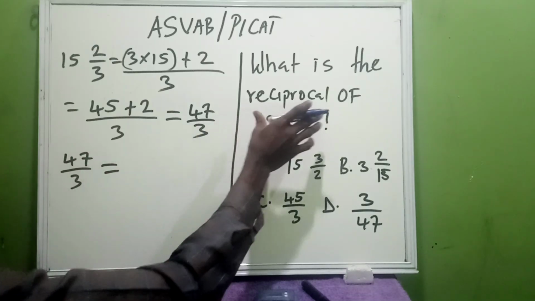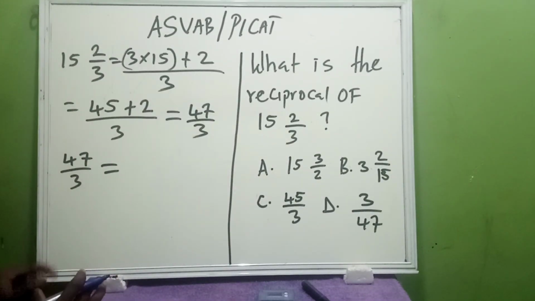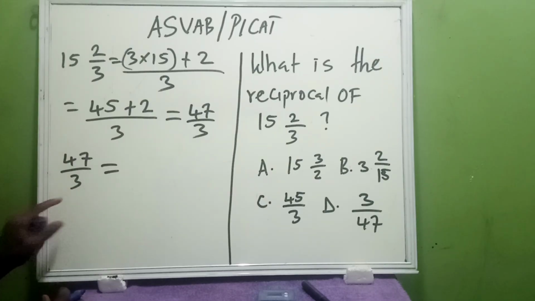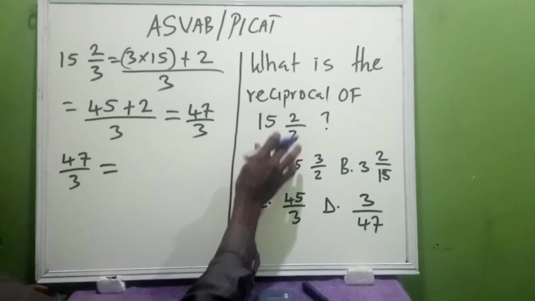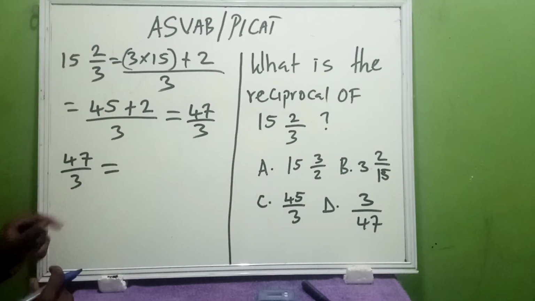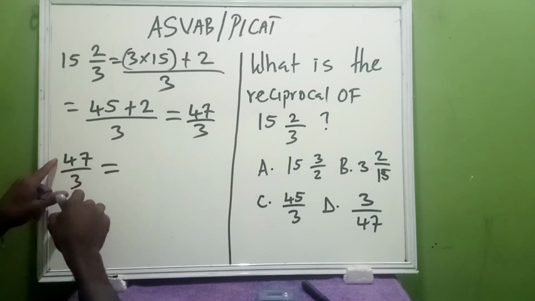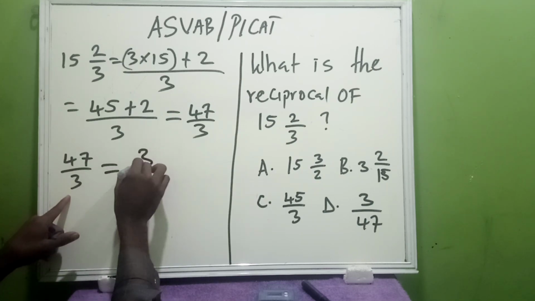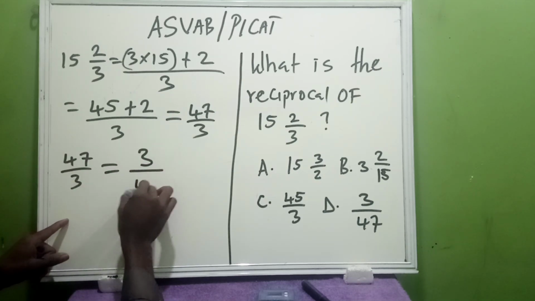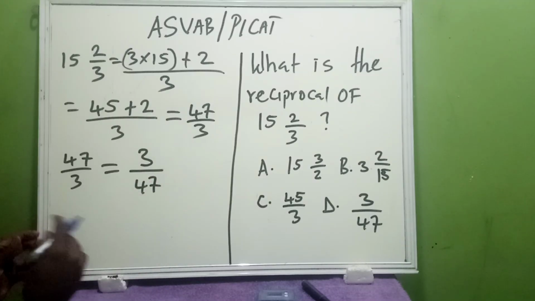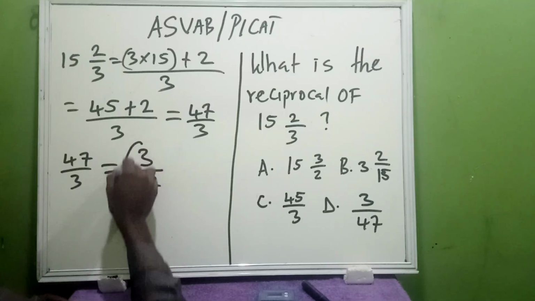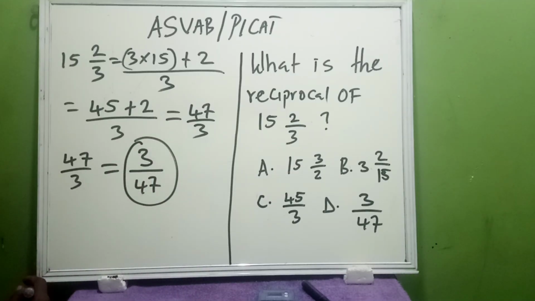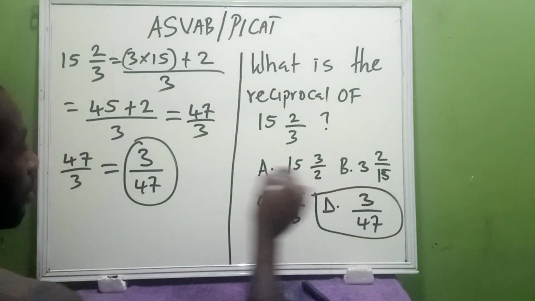How do we find the reciprocal of a number? It simply means you interchange the numerator with the denominator. Since 47 over 3 is the same thing as 15 and 2 over 3, we have not changed anything. All we need to do is interchange the numerator with the denominator, meaning the 3 will come up, then the 47 will come down. At this point, the reciprocal of 15 and 2 over 3 is equal to 3 over 47. Based on this explanation, the correct answer is this.